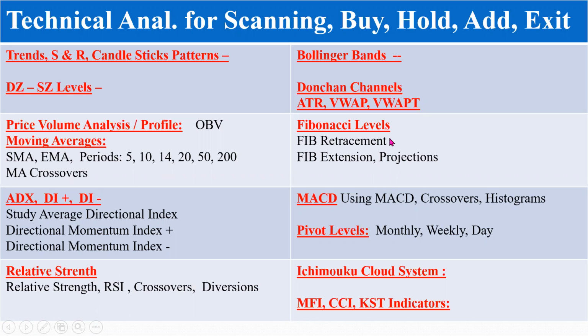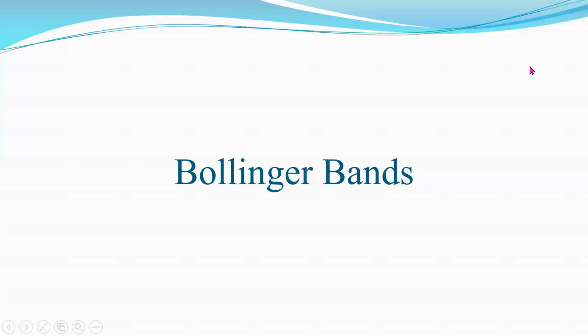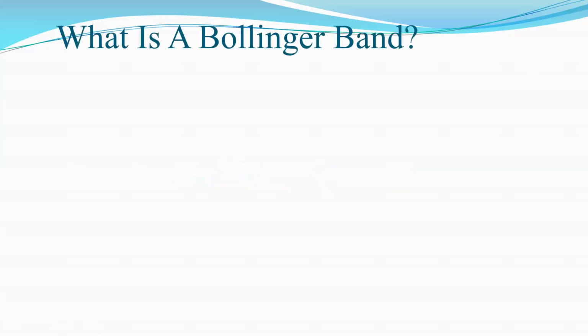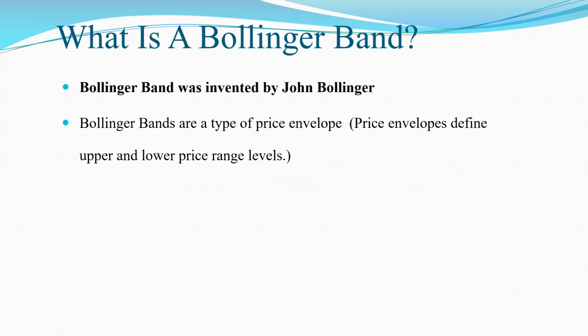As I told you, if you know some of these 5-7 indicators, that will be sufficient for you to take a proper decision. So let's see the Bollinger Band. It was invented by John Bollinger. It is basically a price envelope where we have a pair, that is the upper price level and the lower price level.